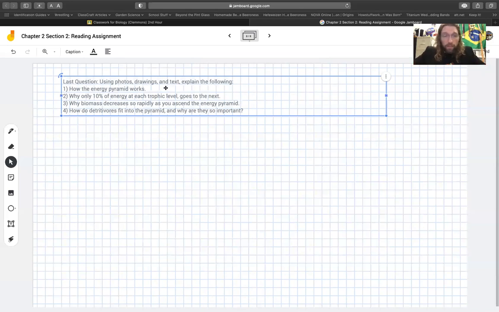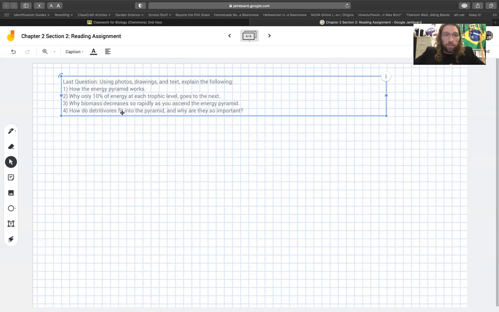Now, in that explanation, you also want to explain why only 10% of the energy from each trophic level goes to the next. So why is that? There are some very simple reasons, but I want you to explain it out in writing. And then why does biomass decrease so rapidly as you ascend the energy pyramid? Well, that has something to do with this right here. So this ties into the next question.